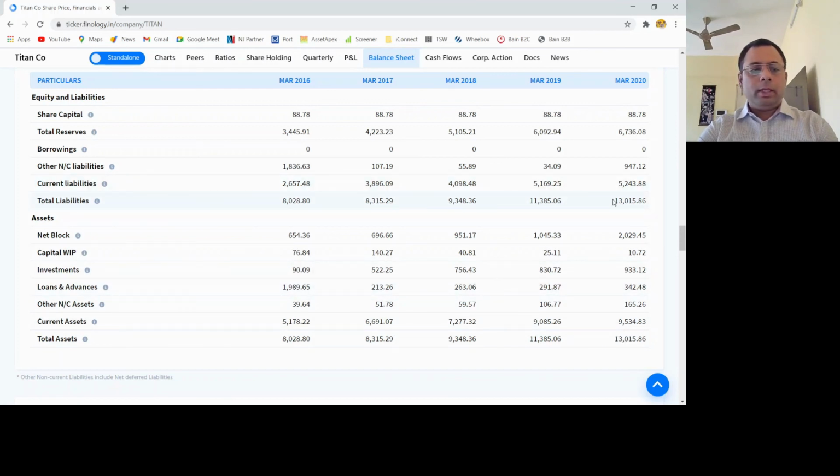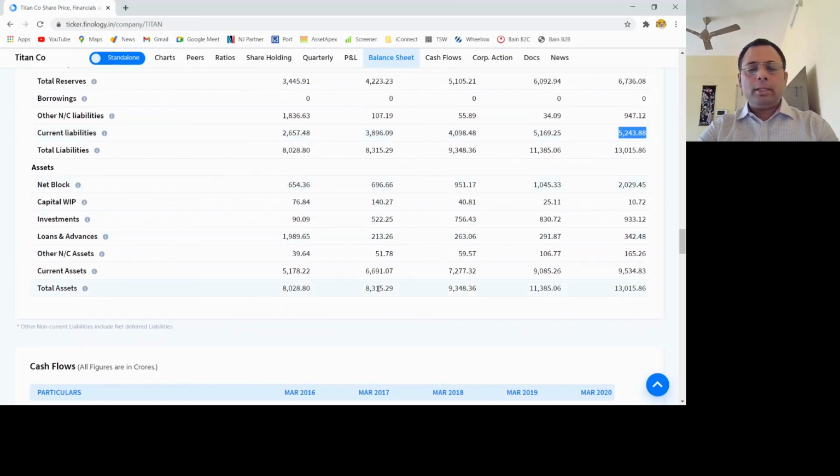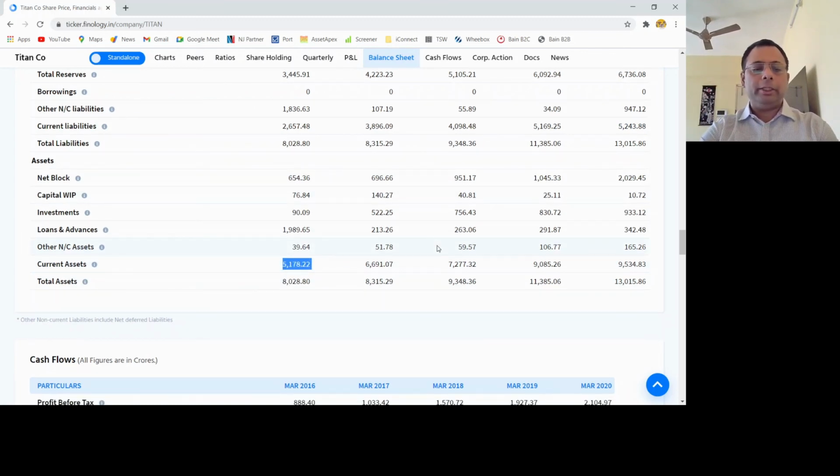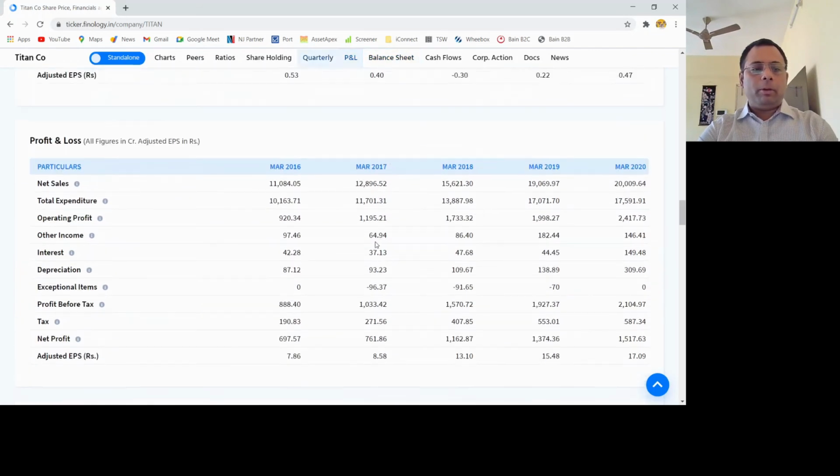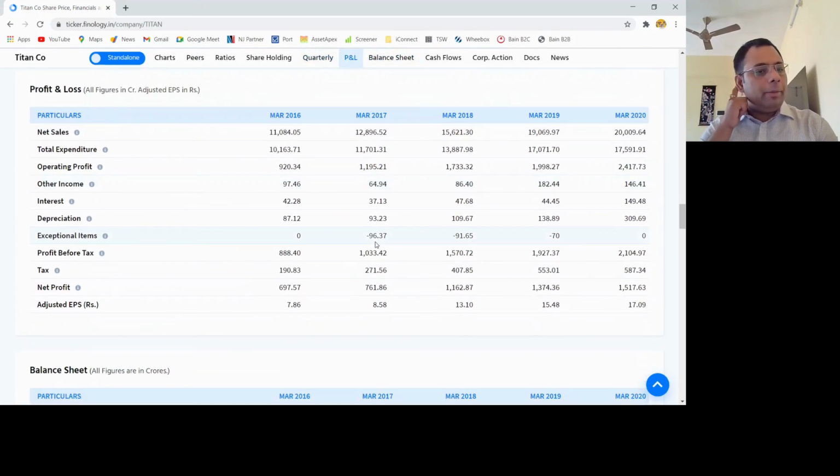And then if you see the current liabilities, they have increased actually. We'll come back to it, but you see the current liabilities have increased for the company over the period of time. Okay, so have their assets. Their assets have increased and current assets have also increased, as we can make out from this balance sheet.